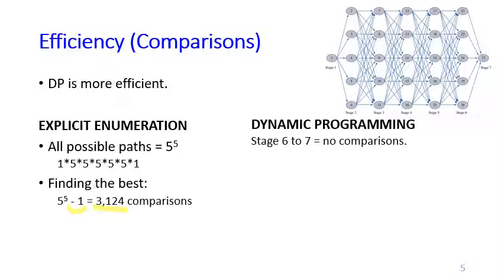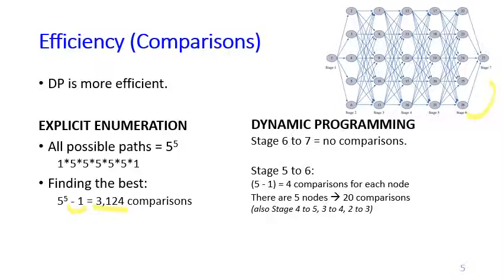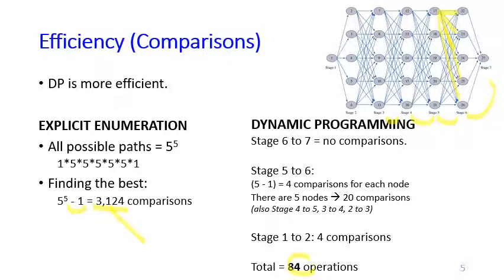For dynamic programming, from stage 6 to 7, there is no comparison. From stage 5 to 6, we need to do 4 comparisons for each node, because we have 5 possible decisions, and we compare these 5 decisions and take the smallest one. Same thing for stage 4 to 5, 3 to 4, 2 to 3. And finally, from stage 1 to 2, we also have 4 comparisons. We take the sum of all the comparisons, and the total is that we only need to do 84 comparison operations, which is again significantly smaller than doing explicit enumeration. So this should convince you that dynamic programming is much more efficient than performing explicit enumeration.